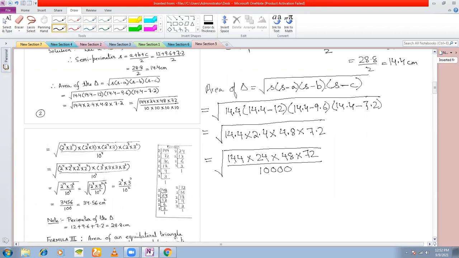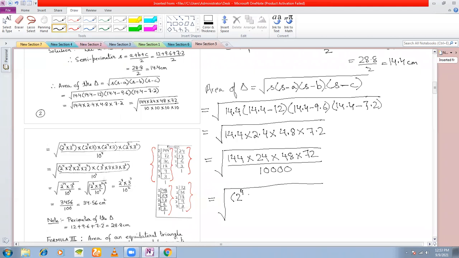The better way is you prime factorize each of them. I've shown you the prime factorization here. You can check the prime factorization of 144. You can check the prime factorization of 24 and 48 and 72. Okay. So prime factorization I'm not doing once again. You already know it from your class 8. You have done a lot of prime factorization right from class 7, if I'm not wrong.